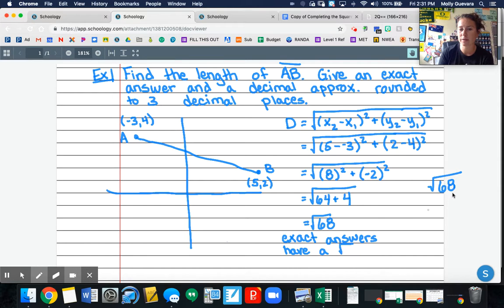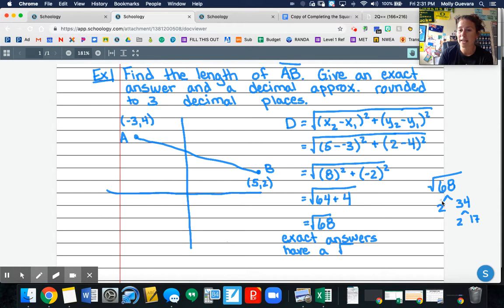So I'm going to write the square root of 68. I want two numbers that multiply to 68. So in this case, we can say 2 and 34. 2 times 34 is 68. 2 doesn't break down anymore. 34 does break down into 2 and 17. And then 17 doesn't break down anymore because it's a prime number.